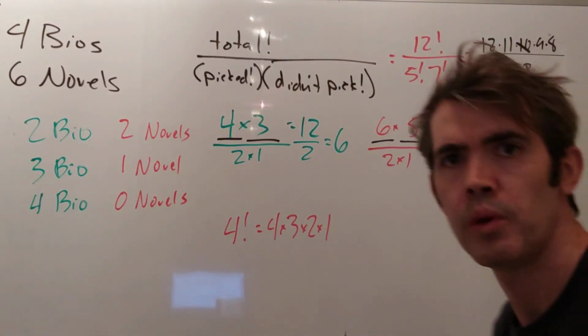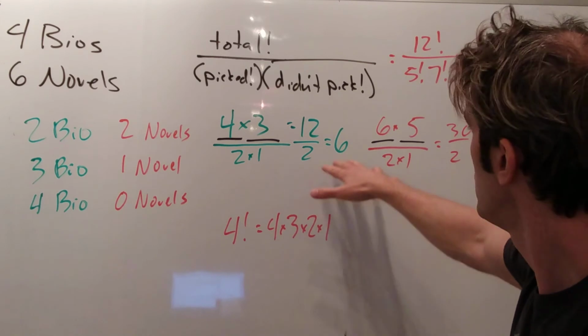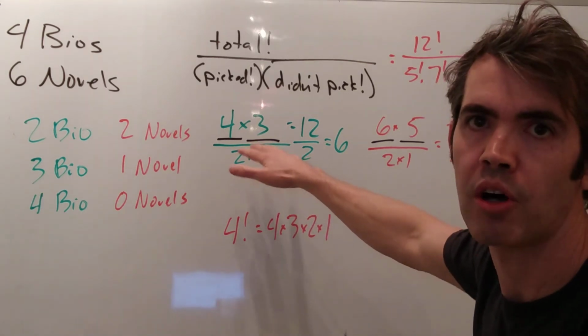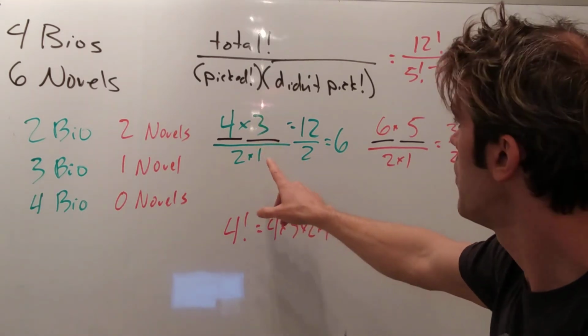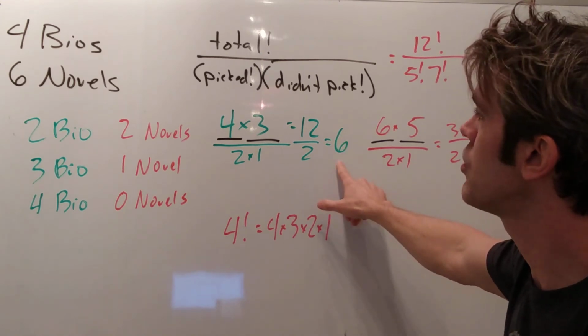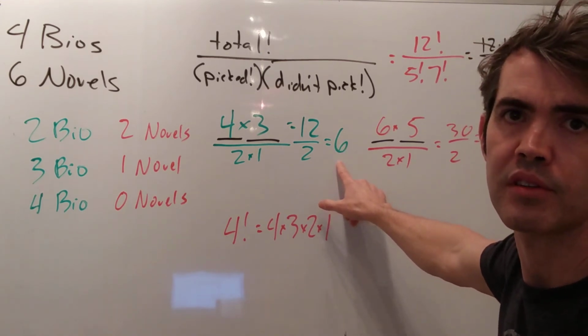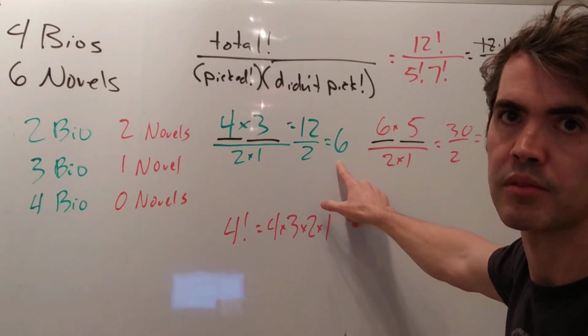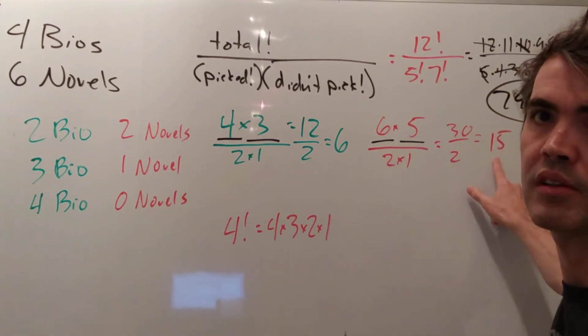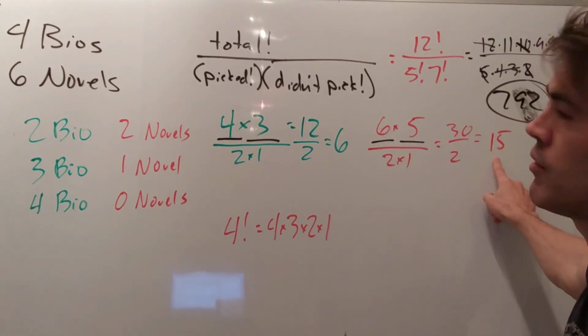So where are we? We are midway through this problem. It looks like we barely started. We're actually almost done. Okay? So what we found out was there's 6 different groups, 6 different ways I can read 2 bios. Okay? We also found out that there's 15 different ways I can read 2 novels.